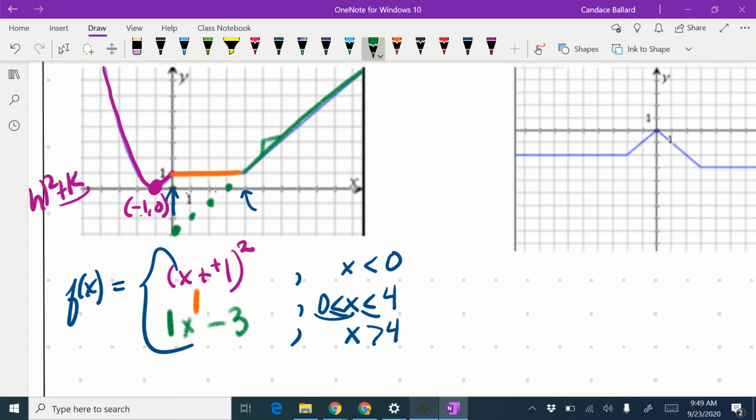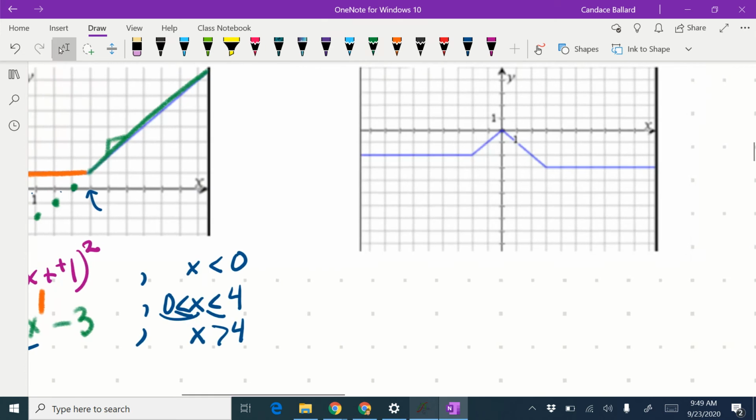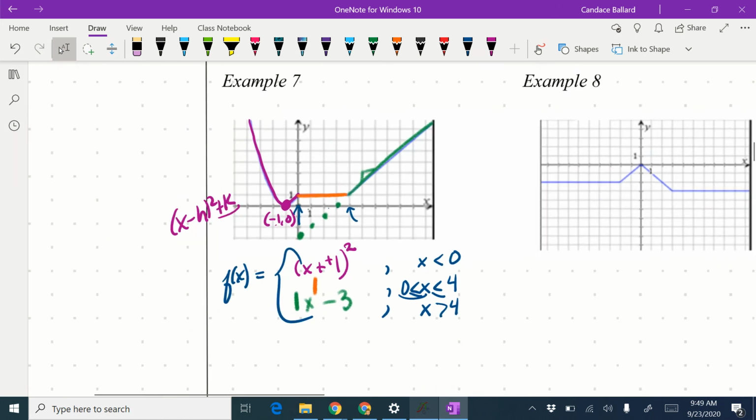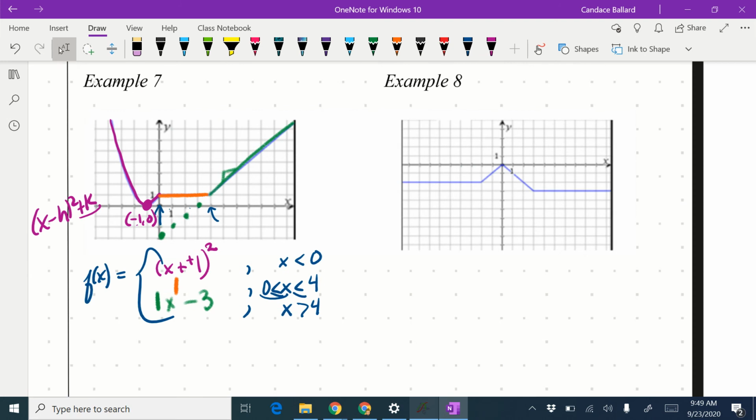Okay, let's take a look at number 8 together. Actually, I'll pause for just a minute there, a couple more seconds just to make sure you've got that. Okay, let's look at example 8 again this time.